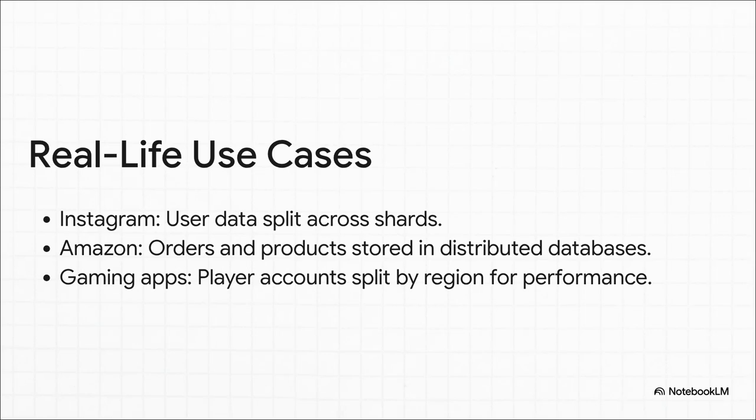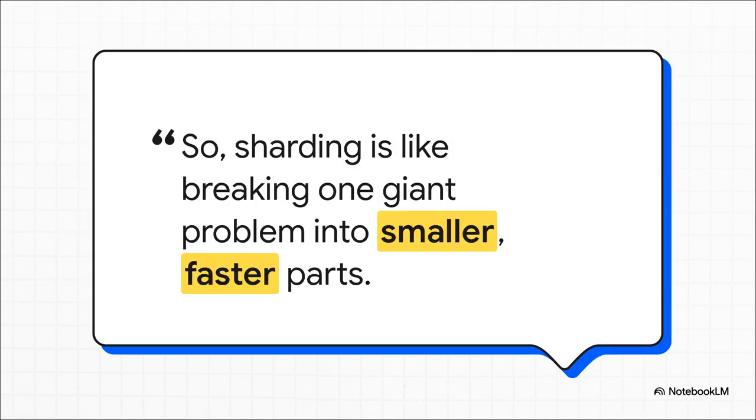You really do see this in action everywhere. Instagram shards its data so your feed loads in a flash. Amazon uses these kinds of techniques to manage its mind-boggling inventory and order history. And in competitive gaming, player accounts are often sharded by region to cut down on lag, because every single millisecond counts. So, if you remember just one thing from all this, let it be this.